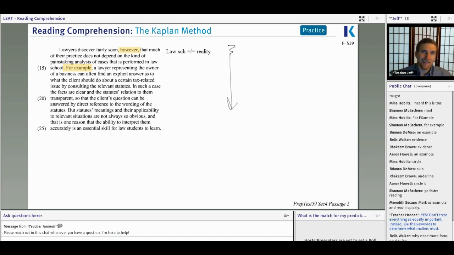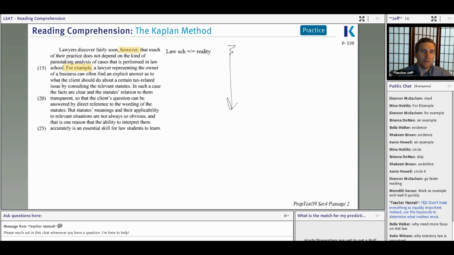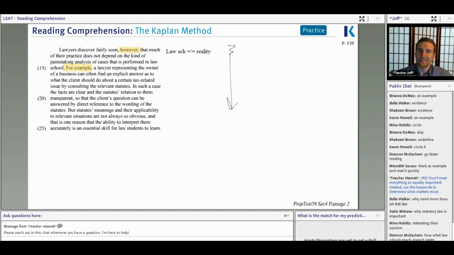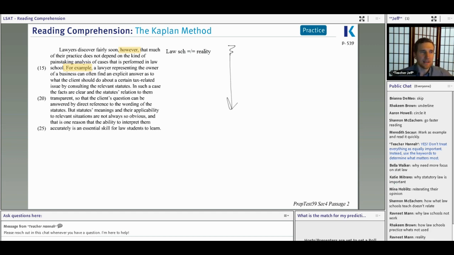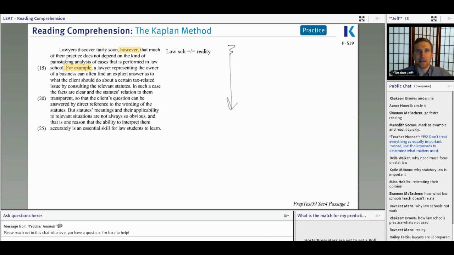Bill, I'm sure we'll end up relating back to statutory law. But even more specifically, what did the author just say? Right, the author just said that much of the practice of law does not depend on the kind of painstaking analysis of cases that is performed in law school. The author is going to show an example of where this law school training of case law doesn't necessarily relate to reality. So we don't even need to read this example in depth to know what it's about. If you were to make some sort of margin aside, you could say this is an example of this point up here. Please note, this part you see me marking is not something you're doing on test day. I'm just visually showing where you slow down versus speed up.